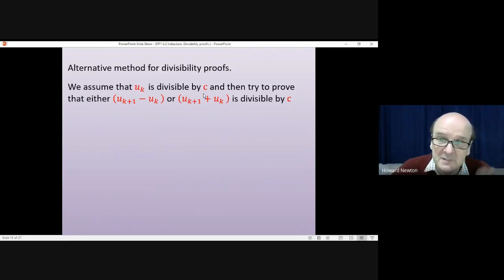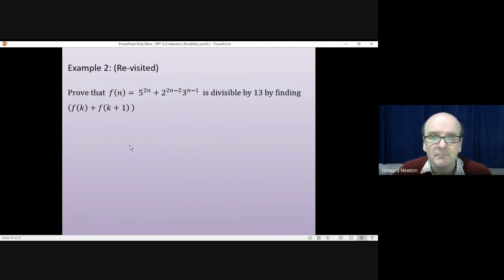We assume that UK is divisible by c in the normal way, and then we try to prove that either UK plus 1 minus UK, or the addition of the 2 terms, so either the difference or the addition, is divisible by c. Sometimes one leads to a quicker, easier result. Sometimes the other does. And we prove that the whole expression is divisible by c. Because we're assuming that UK is divisible by c, from the logic we were just saying, the other term must also be divisible by c. I hope that all makes sense to you.